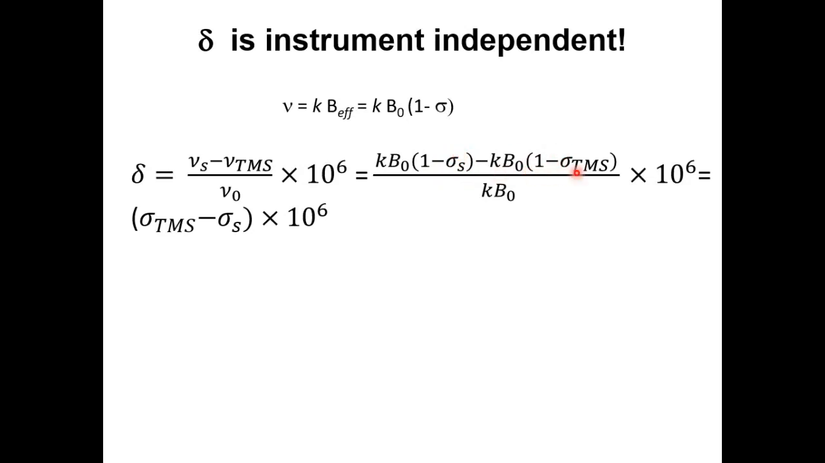Obviously the resonance of TMS is K B0 times (1 minus sigma TMS). So what you can see is that the chemical shift value is only related to the difference between the screening constant of the proton of interest and the screening constant of the TMS. So chemical shift is only related to the chemical nature of the proton of interest. It has nothing to do with the instrument.